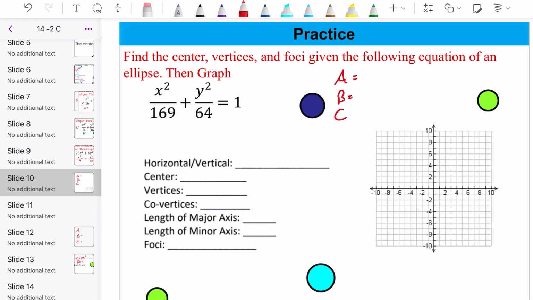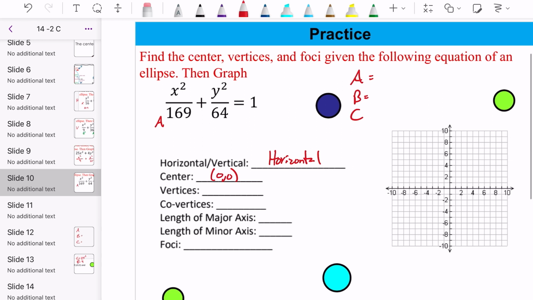Slide 10. We're going to first take a look at our equation and determine whether this is going to be horizontal or whether this is going to be vertical. Because our A, which is our larger number, is located on the left-hand side, we know that this is going to be a horizontal ellipse. We know that 0, 0 will be our center. We need to find our A, B, and C.